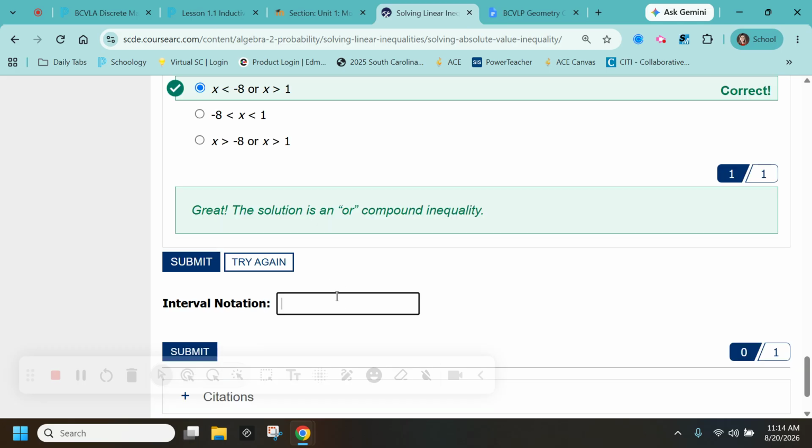And then in interval notation, since we have that or, remember it is a union, so x is less than -8, meaning that it goes from -infinity up to -8. It is not included, so we use a parenthesis. It is greater than 1, so 1 to positive infinity.